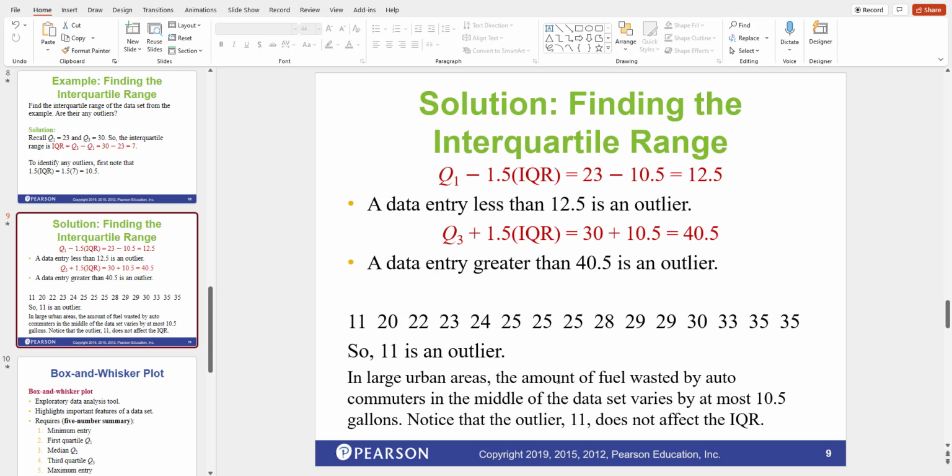So in large urban areas, the amount of fuel wasted by auto commuters in the middle of the data set varies by at most 10.5 gallons. Notice that the outlier 11 does not affect the IQR.